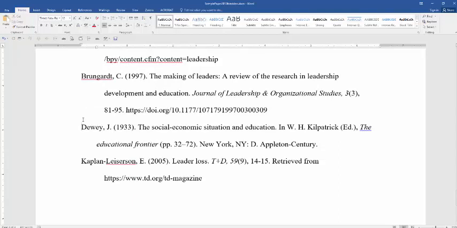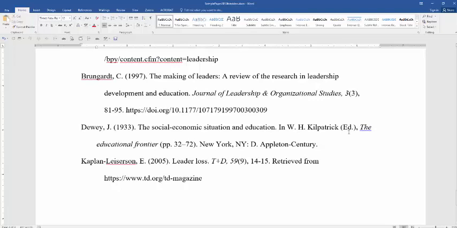The next entry we have is a chapter in an edited book. We provide the author of the chapter itself, the year the book was published. We then have the title of the chapter. Note that it is not italicized, because we only italicize titles of journals and titles of books. You write the word "In." We write the editor's initials followed by their last name. If there's more than one, use the ampersand and you put Eds. in parentheses. In this case, we only have one editor, so it's Ed.